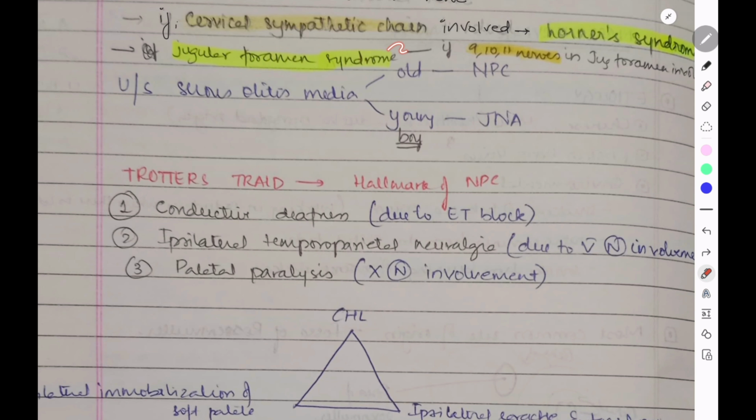What is jugular foramen syndrome? Jugular foramen syndrome is when the 9th, 10th and 11th nerves are injured in the jugular foramen. So in case of unilateral serous otitis media, if it is in older people, we can think of NPC. If it is in young individuals, we can think of JNA.